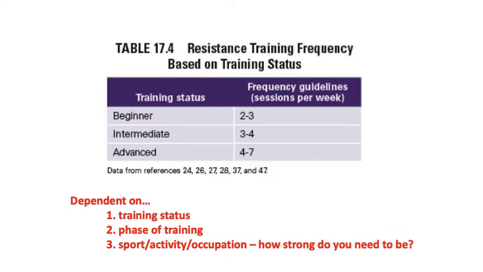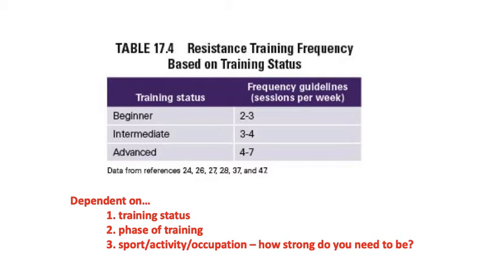So here's a table that I took right out of the National Strength and Conditioning Association textbook on strength and conditioning specialist. Here we have training status and the frequency guidelines of sessions per week. So as a beginner, there's 2 to 3 sessions. Intermediate is 2 to 4, and advanced is anywhere between 4 to 7. And this seems like a lot for advanced, up to 7.